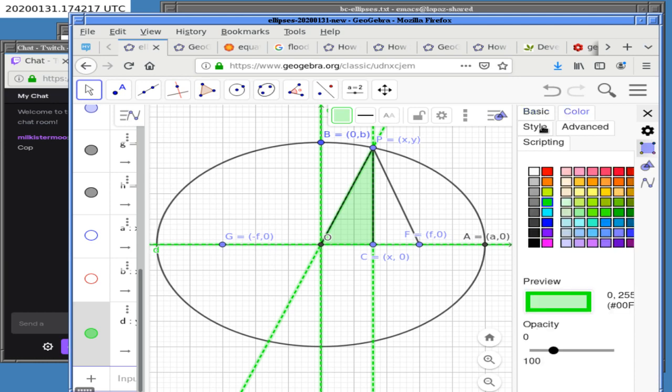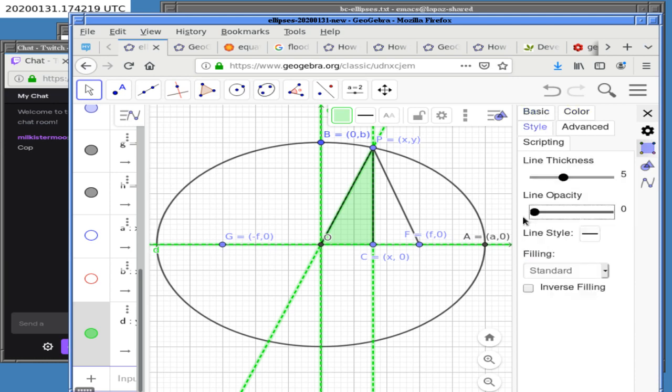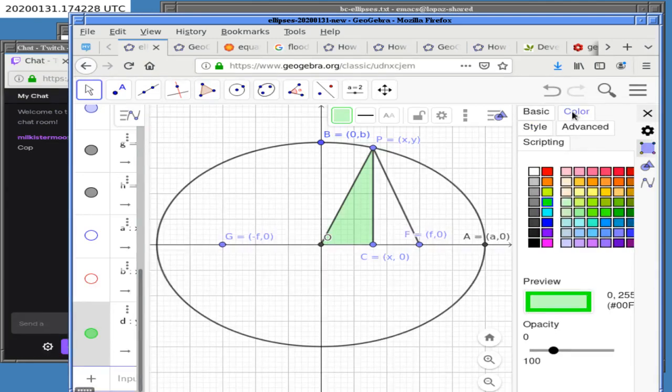We don't want any of the extra lines; we just want this. I think we'll leave it as green. We might change it later. Okay, now we want the area here for the ellipse. So let's turn off Mr. Green and turn on Mr. Red. I know, Mr. Red sounds like Reservoir Dogs, where everyone's named after a color.